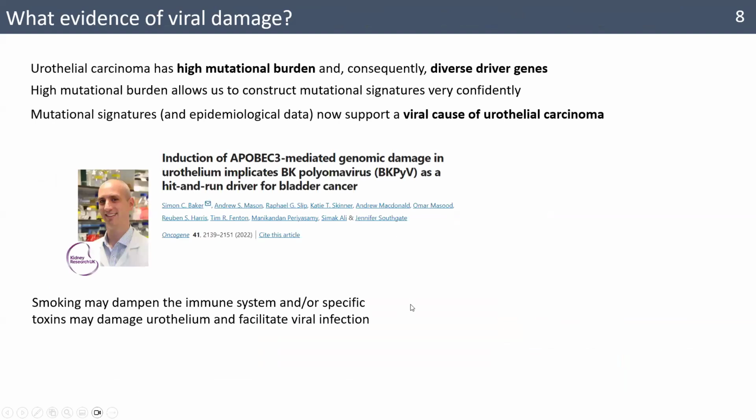Well, that has been the work of one of my colleagues here at York, Simon Baker, who's been working to try and find the viral cause of bladder cancer. The exciting thing about that obviously would be that if we can find a viral cause, we might be able to vaccinate and prevent a lot of these cancers. So he's been working on this virus called BK polyomavirus, and he's described it as a hit and run driver for bladder cancer.